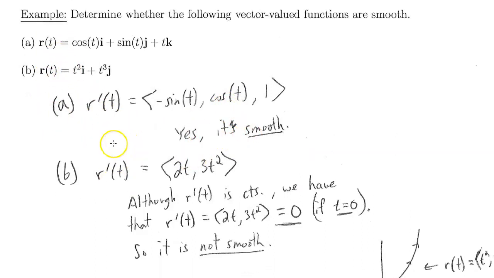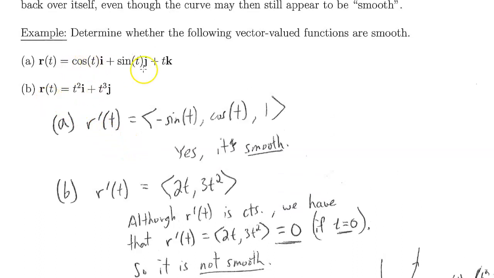Now what about the second curve here? Now that was a curve in 3-space. This one is just a curve in the plane, right? There's no k coordinate here. We have r of t equals t squared i plus t cubed j. And you think, oh my goodness, these are just polynomials, of course this is going to be smoothly parametrized. Well, not so fast here. What is r prime of t? Well, r prime of t is 2t, 3t squared. We take the derivative within each of these components.